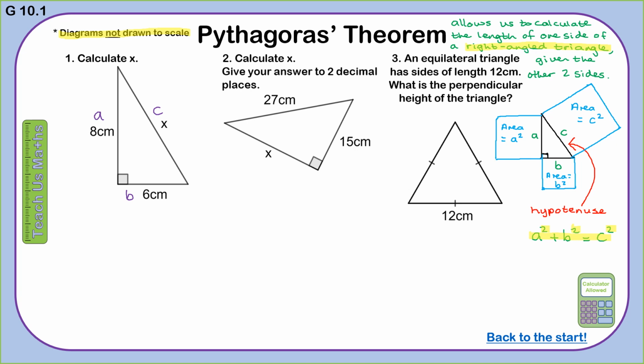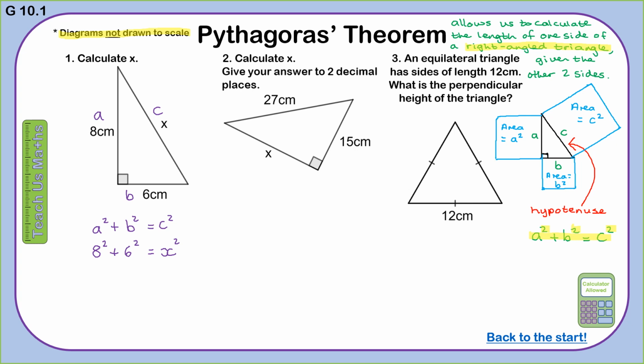Once we have labelled our triangle, we need to write down Pythagoras' theorem. A squared plus B squared equals C squared. Now we need to substitute the values for the sides that we know into the formula. Well, we know that A is 8 centimetres, so we substitute 8 for A. And we know that B is 6 centimetres, so we change the B for a 6. And for C, well, we don't know what C is. That is x, so we can put an x in there.